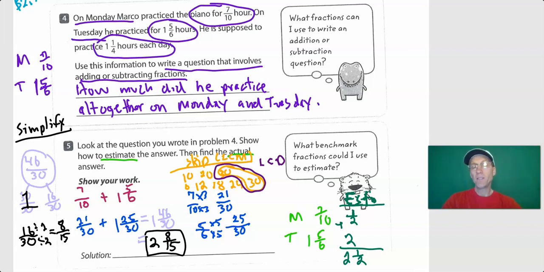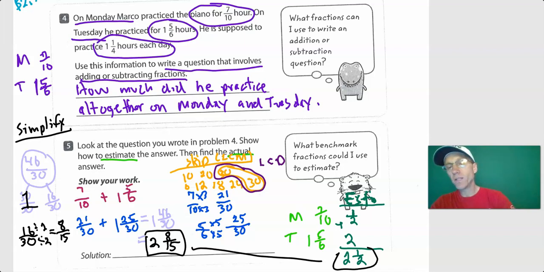So I have 8/15. So I have a little over a half. I mean a very little over. So look how close our estimate was. And that's why estimates are just really good. We could have just said right then and there, he practiced about 2.5 hours. Okay? All right, did a great job.